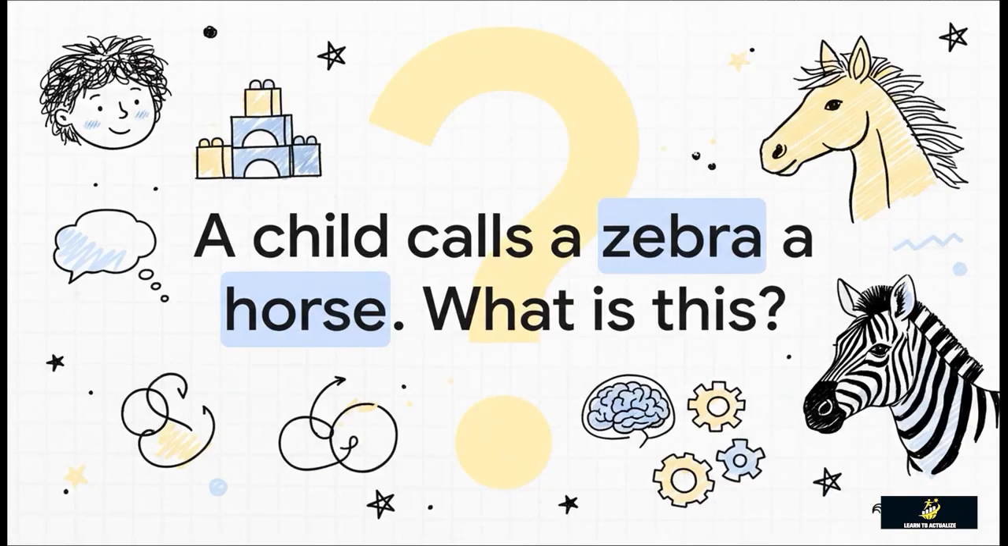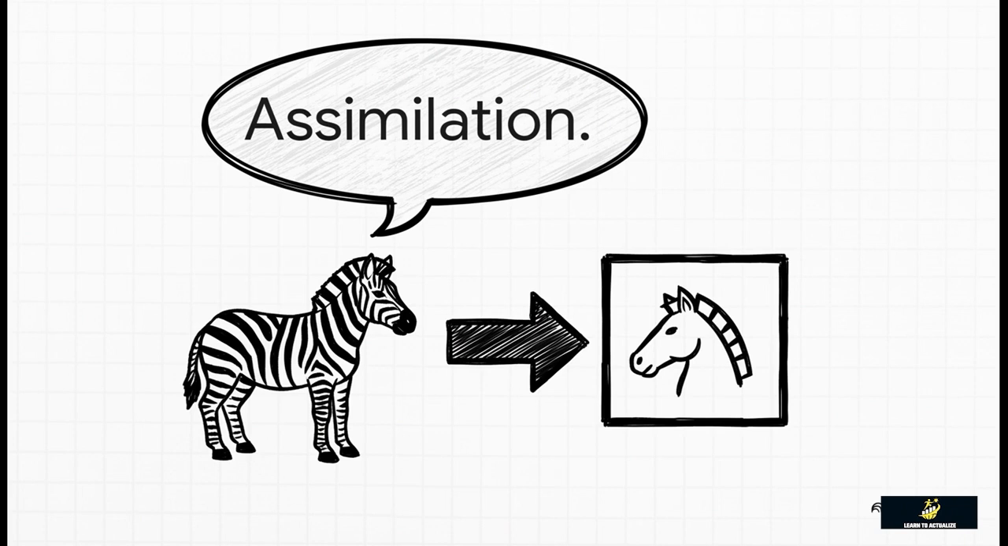All right, pop quiz. A kid sees a zebra and yells, horse. What's going on there? If you said B, assimilation, you got it. They're just using their horse box for a striped horse.